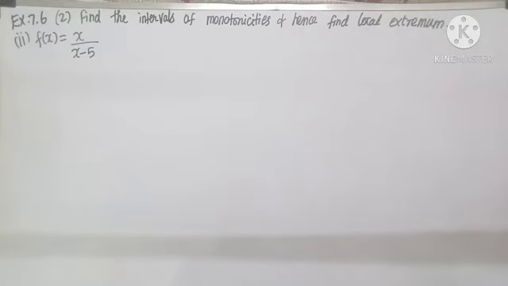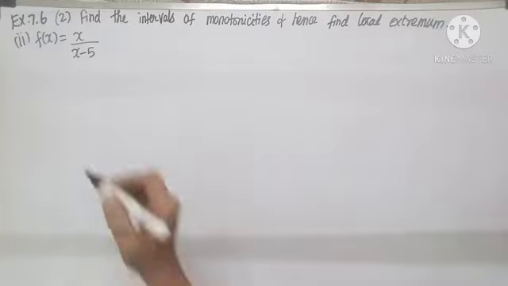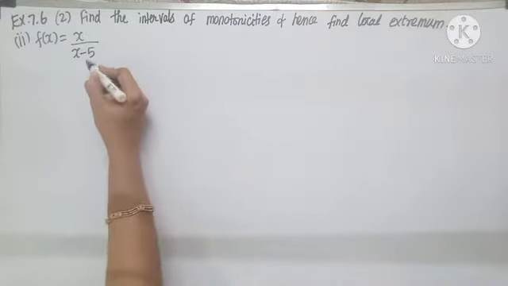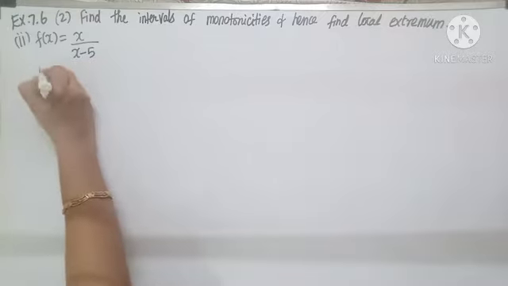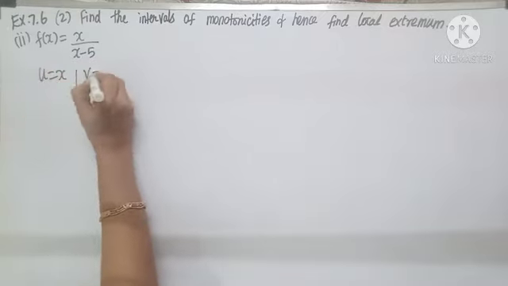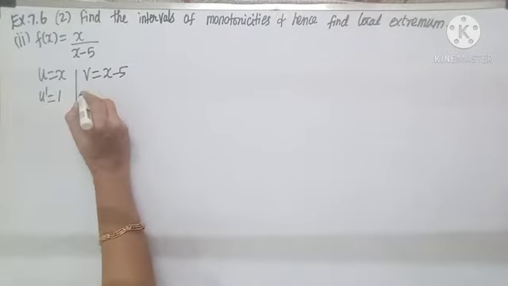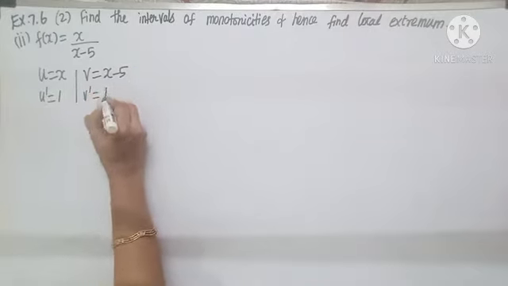Question number 2. Find the intervals of monotonicities and hence find local extremum. f(x) = x by x minus 5. You can treat it as u by v procedure. u equals x, v equals x minus 5. u dash x will become 1. v dash again x will become 1.